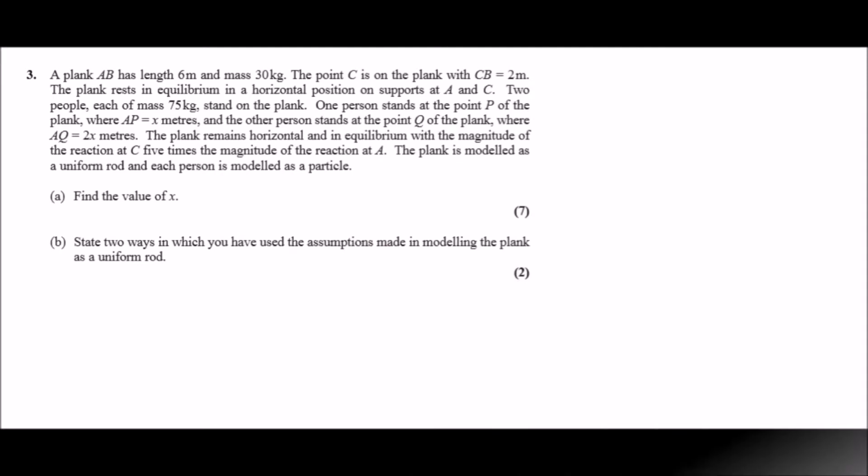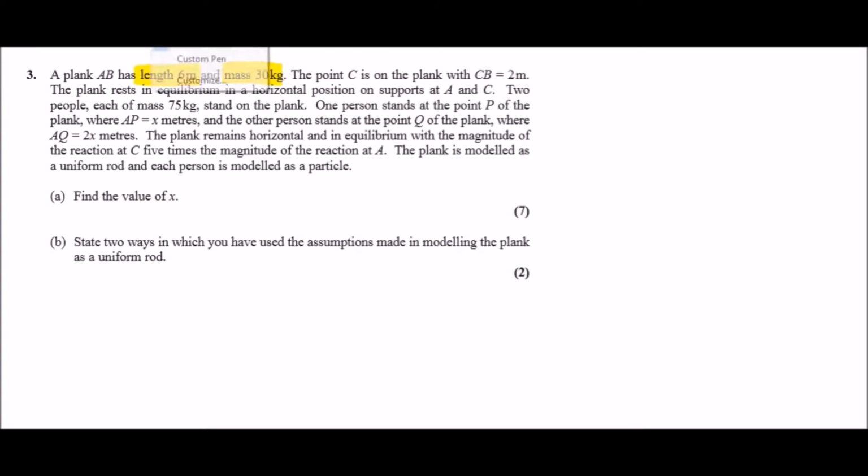Okay, let's go. According to this question, a plank AB has length 6 meters and mass 30 kg. The point C is on the plank with CB equals 2 meters. Before we carry on, let's go ahead and draw this plank here.